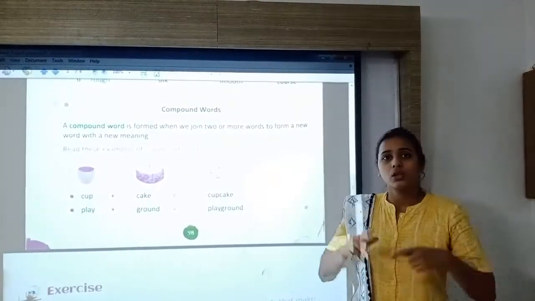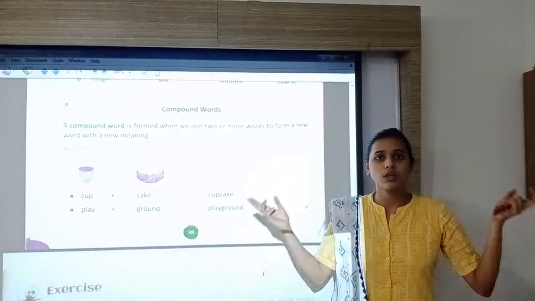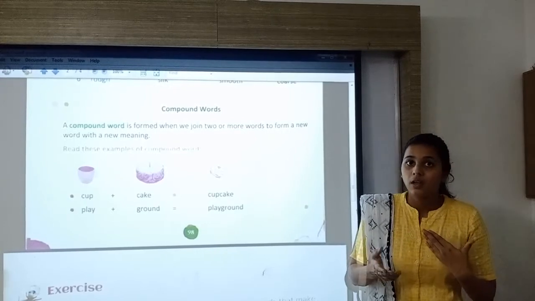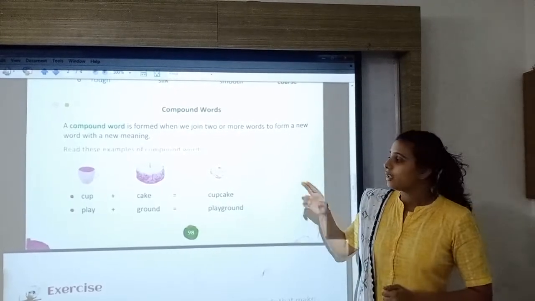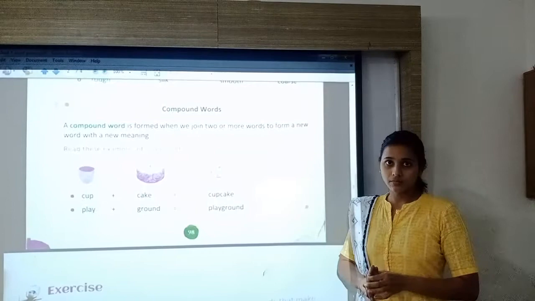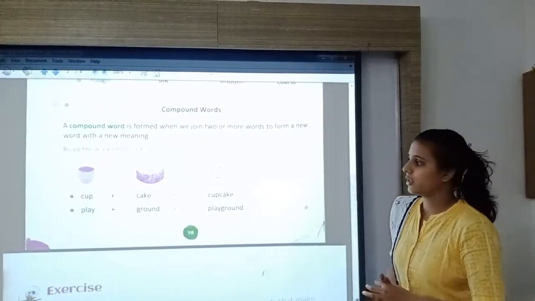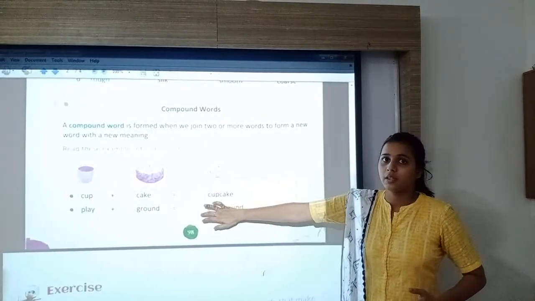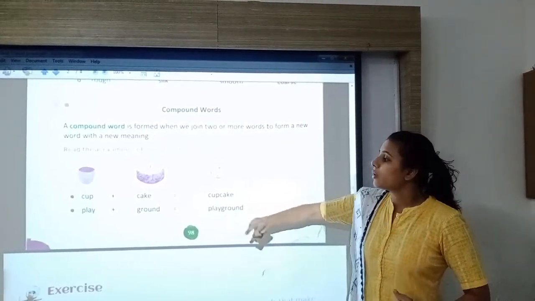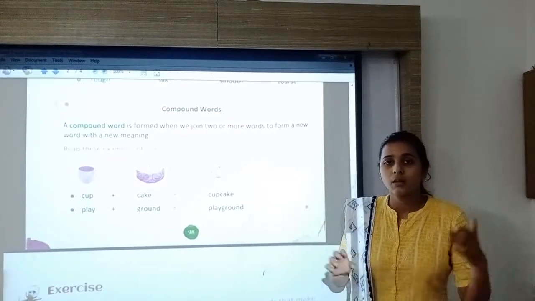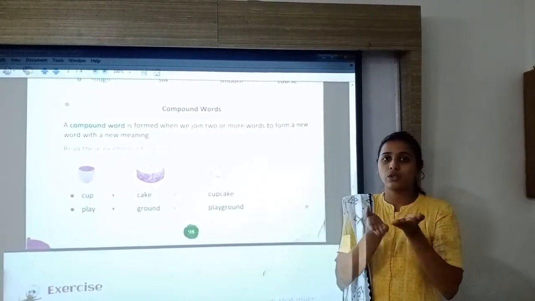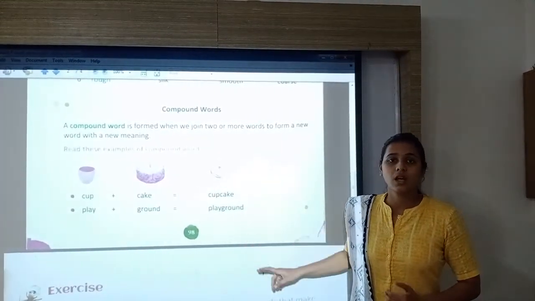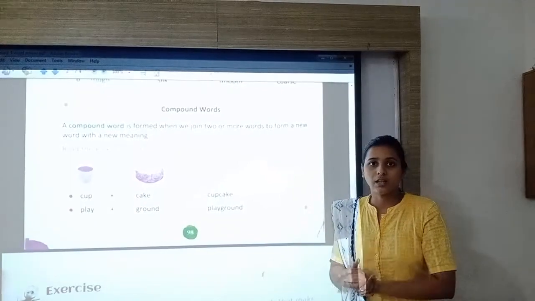So if we join two or more different words together, a new word will be formed with a new meaning. That is called a compound word. Let us see another example of it. Play मतलब खेलना. Ground, that is मैदान. So if we join play and ground together, what will it make? Playground. That means playground, खेलने का मैदान.